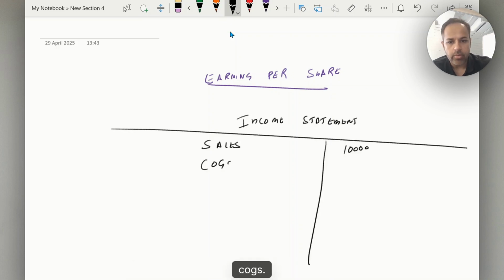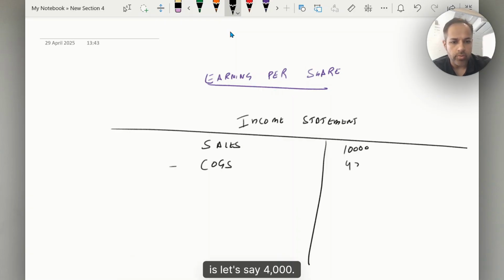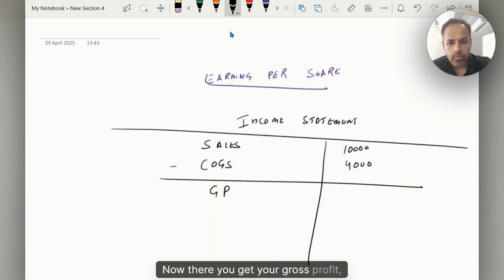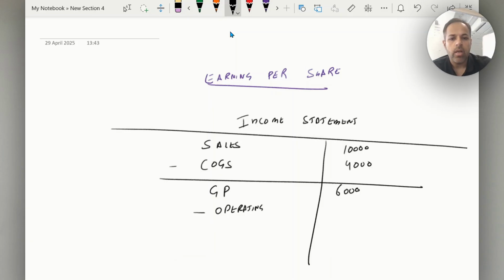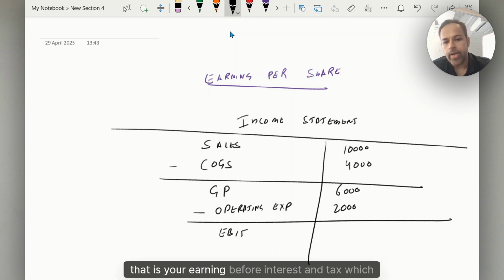And let's say COGS, that is my cost of goods sold, is 4,000. So this COGS is the cost of the goods which you have sold. Now you get your gross profit, which in this case is 6,000. From this you subtract your operating expense, the expense regarding your operation. That is 2,000. So you get EBIT, your earning before interest and tax, which is 4,000 in this case.